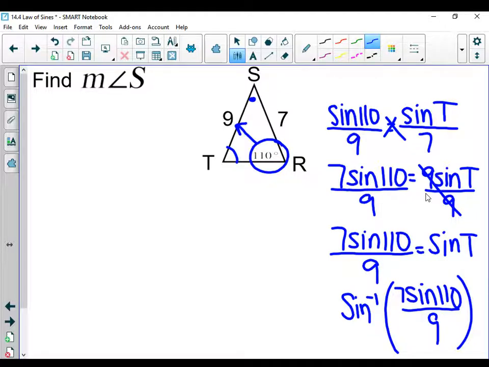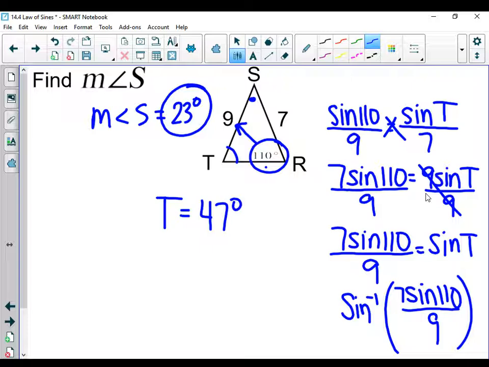And I get my T value. Like I said, we're going to round up. I got 46.959. So I'm going to do 47 degrees only because this one right here is a whole number as well. So then I simply just do 180 minus the 47 minus the 110. And I should get that my measurement of angle S should be 23 degrees.